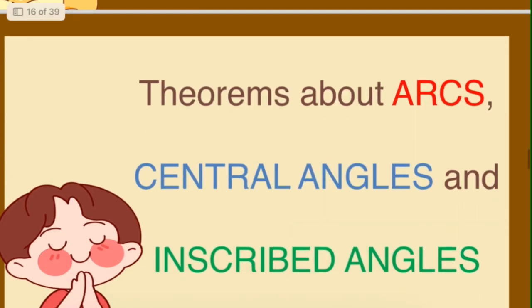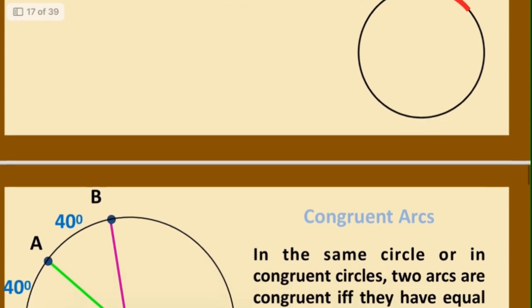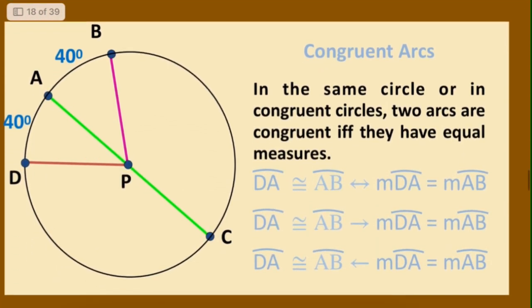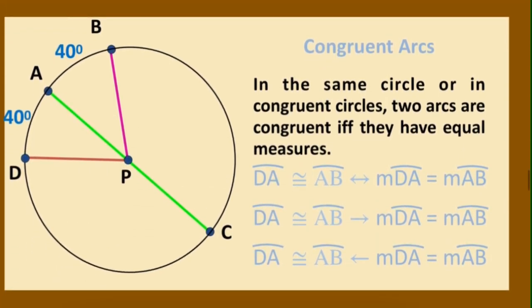To continue with these theorems, the first one is not necessarily a theorem, but a description of congruent arcs. You already see on the screen what it means, and do not overthink it. The meaning of congruent arcs is that they have equal measures. Arcs DA and AB are congruent arcs because their measurements are 40 degrees.